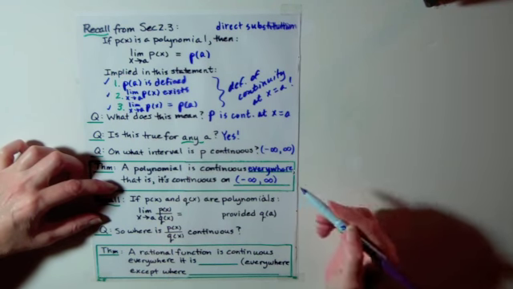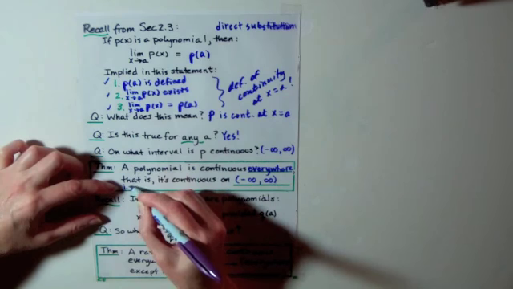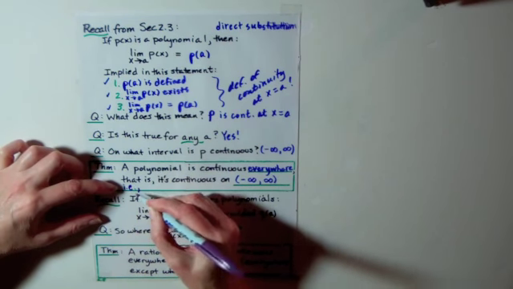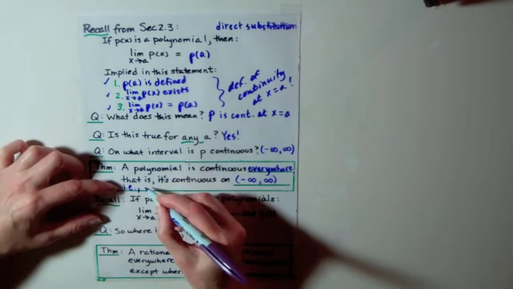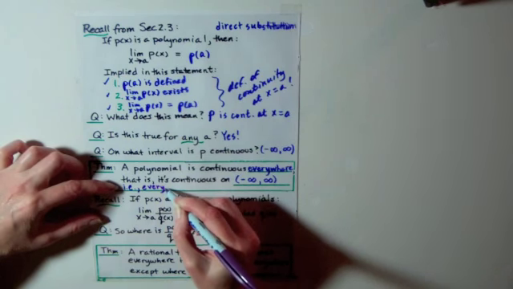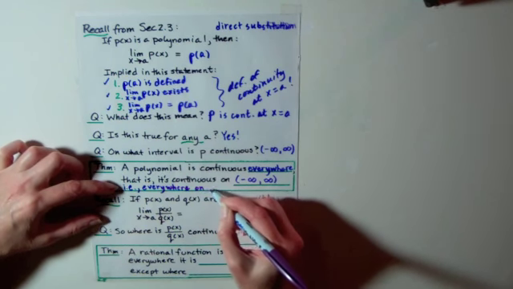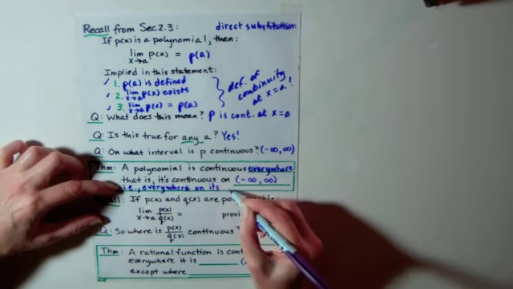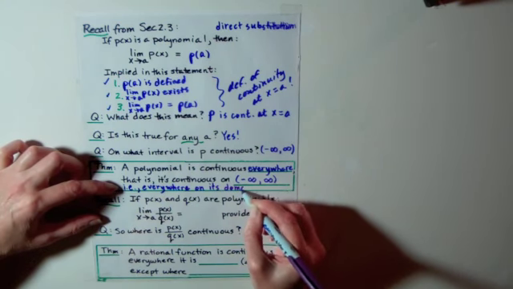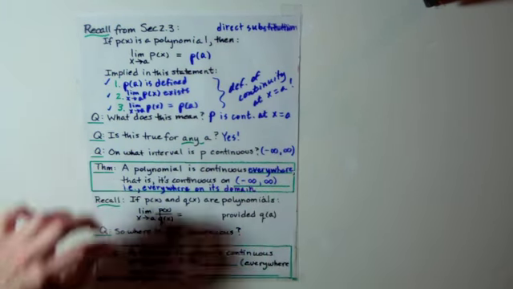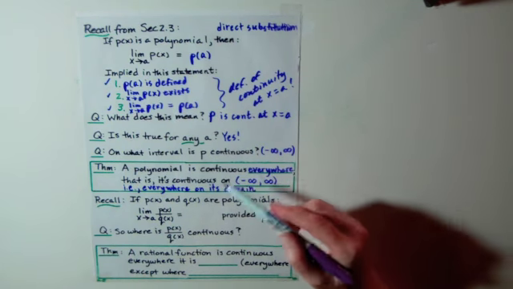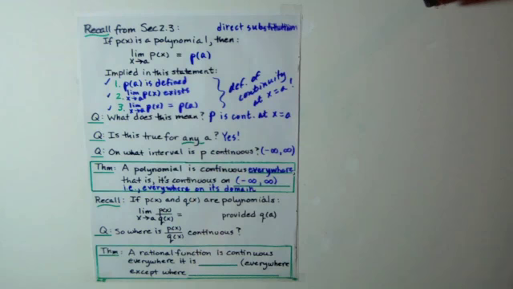So another way to say this, I'll put i.e., it's continuous everywhere on its domain. On its domain. And keep that in mind. So polynomials are continuous everywhere they're defined, everywhere on their domain, which is all real numbers for a polynomial.